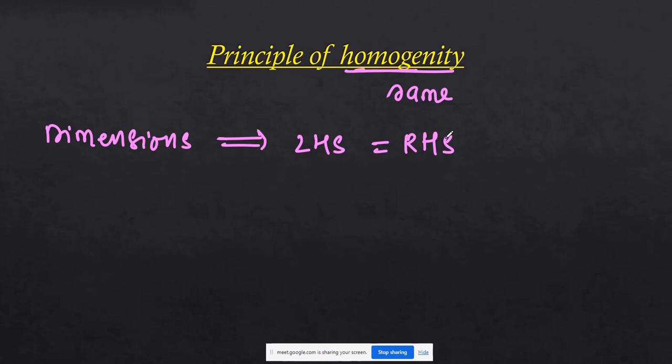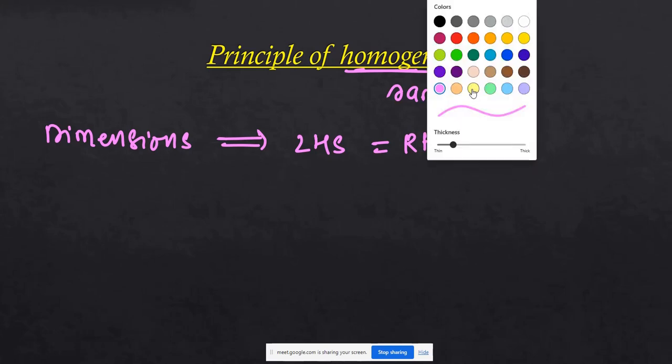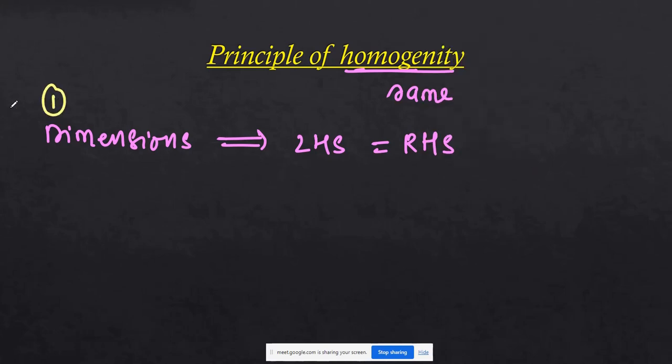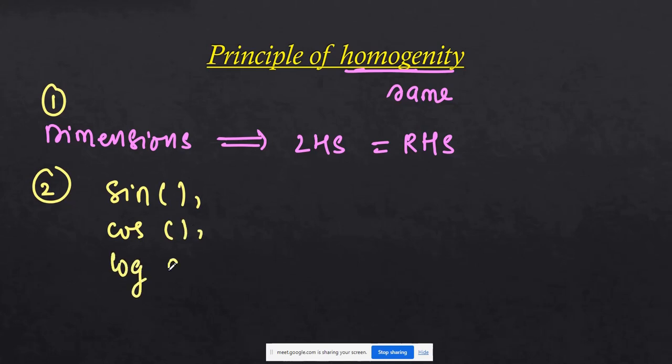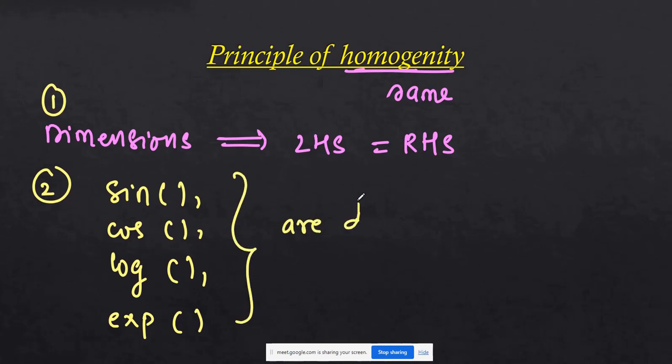We'll consider some important points here. This is the first important point. Dimensionally, the physical quantity on the left side and the same physical quantity on the right side are the same. Now the second thing we consider is, any sine function, any cos function, any logarithmic function, any exponential function, all are considered to be dimensionless.